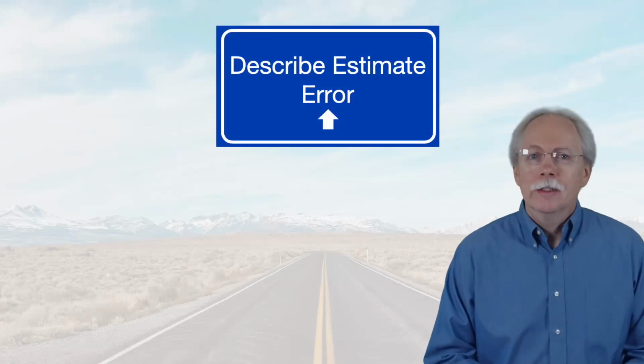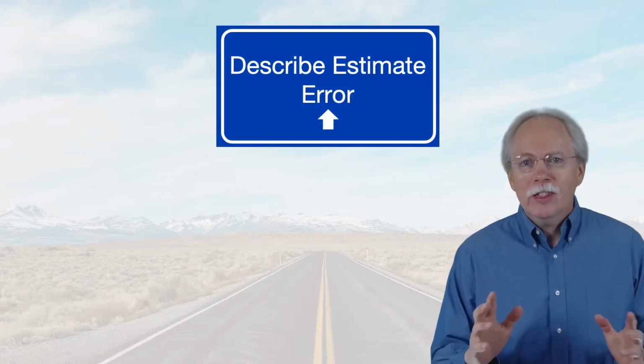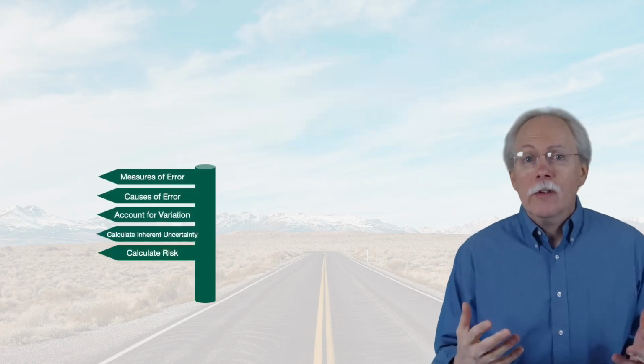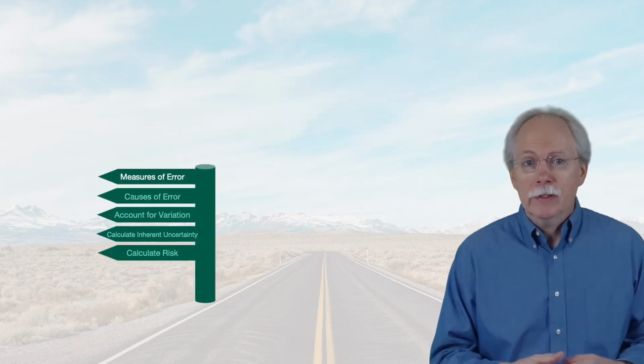This is the second section, Describe Estimation Error. In this section, there are 5 lessons. Let's go ahead and start with the first lesson, Measures of Error. To get this lesson rolling, I've got an exercise for you to do.